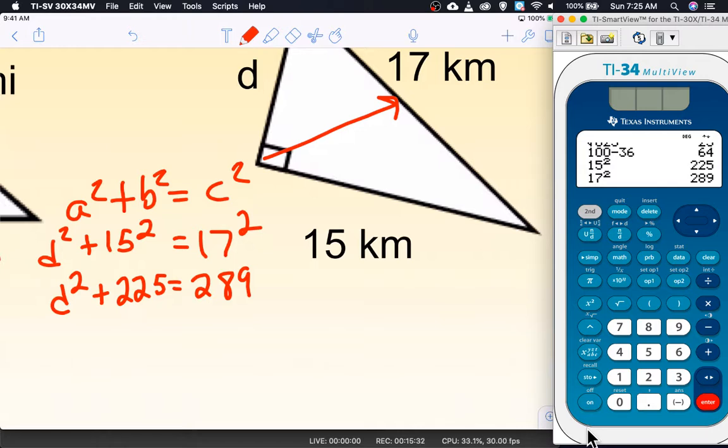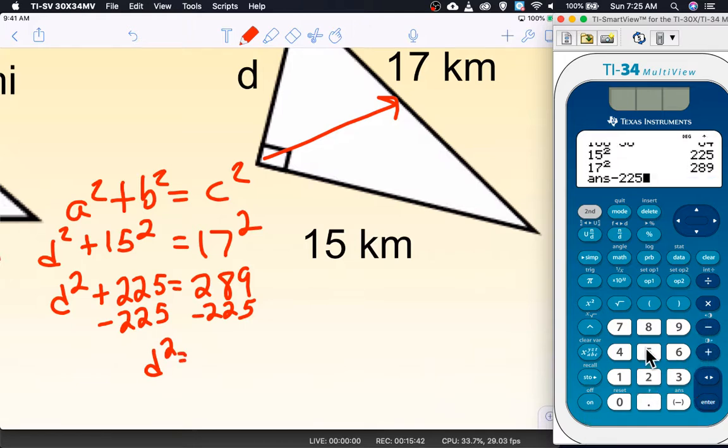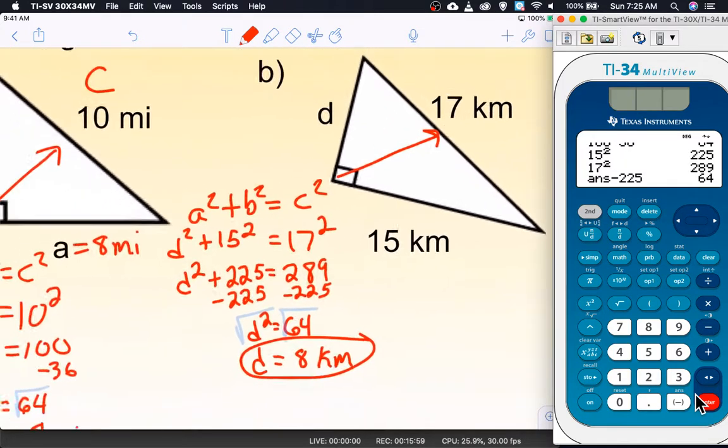Let's see. I'm going to solve the equation, so I subtract 225 on both sides. D squared equals 289 minus 225 is 64. Ooh, I can do the rest of this one. Because now when I square root both sides to get the D by itself, I get just D equals 8. And it is 8 kilometers.